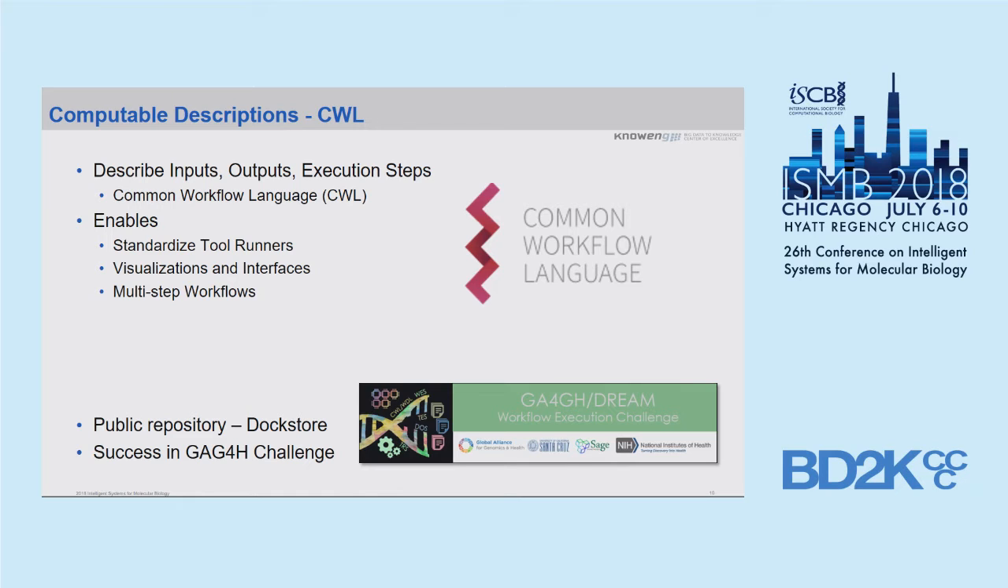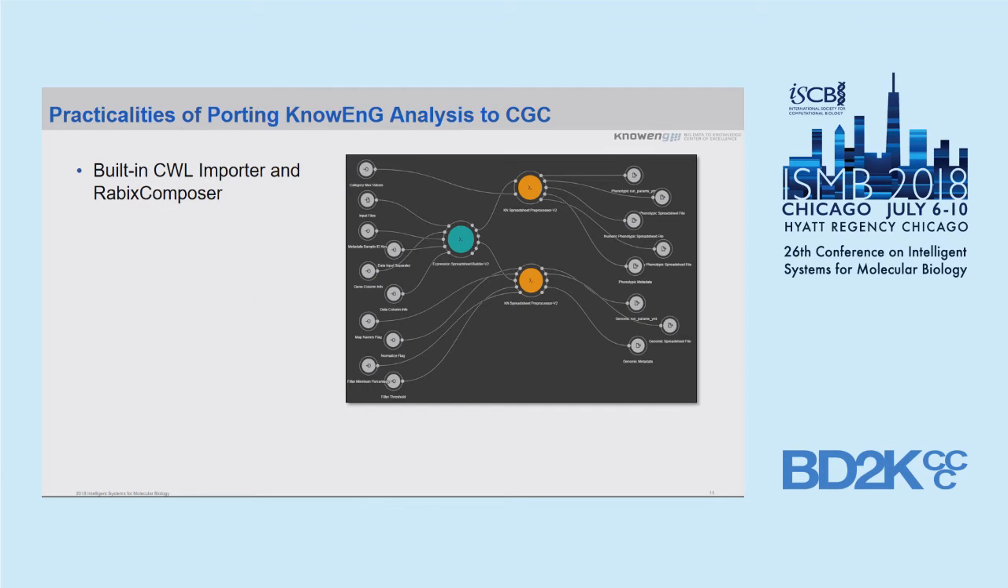And just a side note, the CWL can be stored in specialized repositories like the Dockstore, where they will link to your Docker image and have the tool description. And then because our tools were written with CWL descriptions and with Docker images, we were able to participate in the GA4GH DREAM Workflow Execution Challenge. We had our gene prioritization tool in that challenge, and it was run on 11 different compute clouds successfully by the challenge participants.